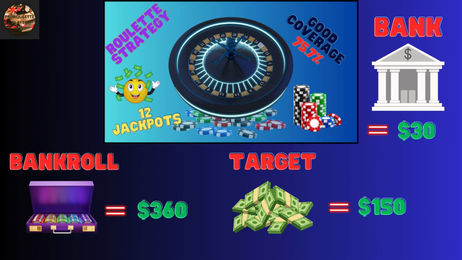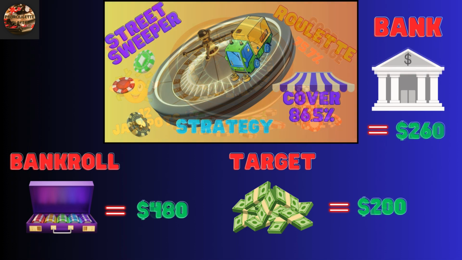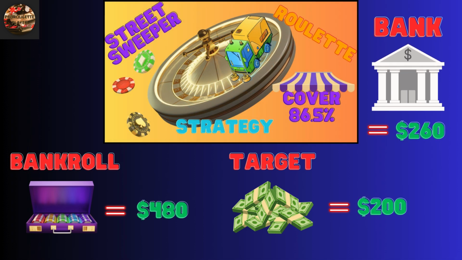The Scatter Strategy. As you can see, the bankroll for this session is $360 and we still have the 40 in the bank, aiming for the target of 150, and once that is reached we bank the 30 and on to the next step. Step number 2. Now this is where it gets interesting. We have the previous bank session totaling $70 and we have our bankroll for this session at $480.